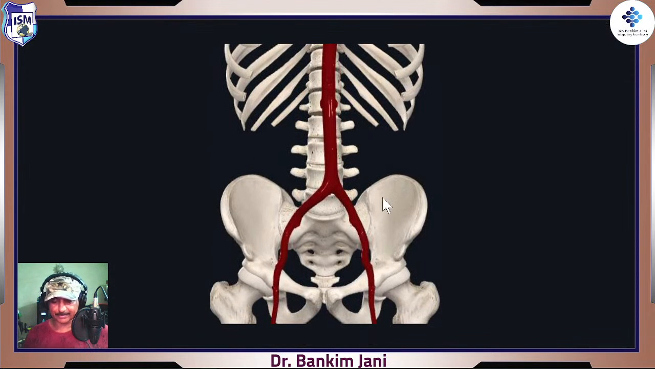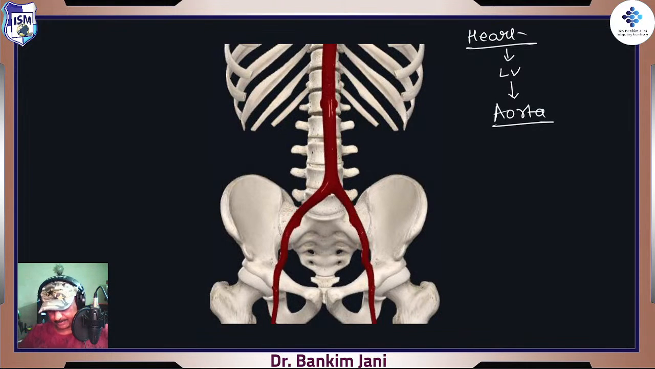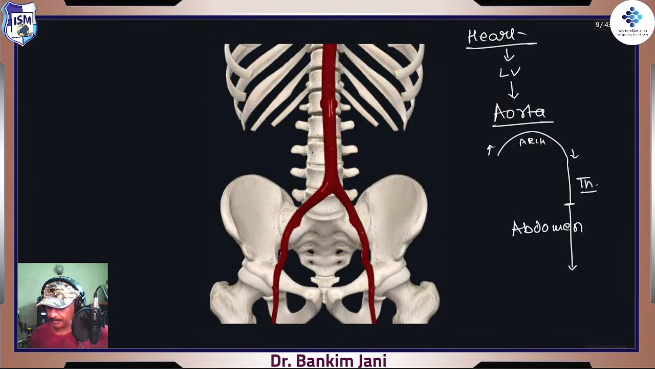Okay, so here we start with the vessels. Every time, as our protocol, we start with the heart. In the heart, from the left ventricle comes out the aorta, right? That aorta which is the ascending aorta, then there is the arch of aorta, and then the descending aorta. That is what is called the thoracic aorta, and we are interested in it as it crosses the diaphragm and enters the abdomen. So that's what is called the abdominal aorta. So here is the abdominal aorta.